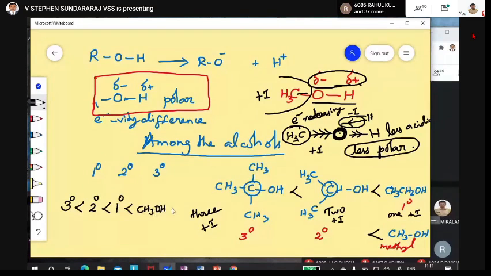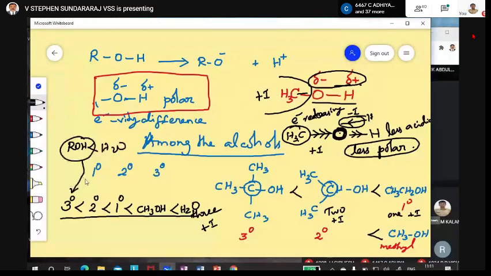Now can I include water here? Up to this you write. Water comparison: in the first discussion, ROH is weaker than water. But among these ROH only, that is tertiary, secondary, primary, and methyl alcohol, you have written the order. That means all alcohols are less acidic than water.